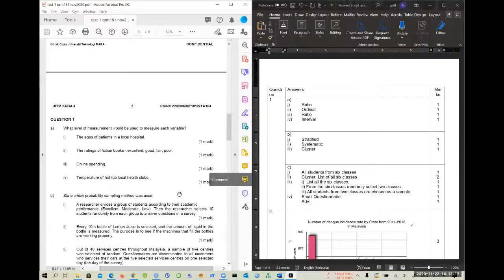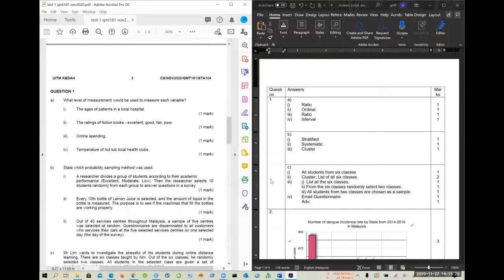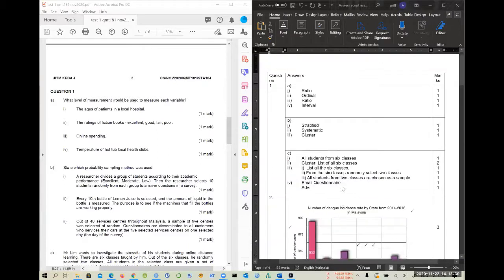On your left side is the question paper, and on the right side is the answer that you should be answering. Okay, so that is basically the answer given. For the first question, it simply asks you to find the level of measurement.